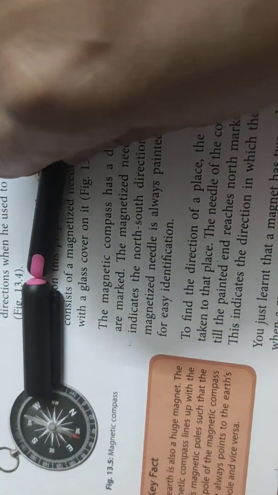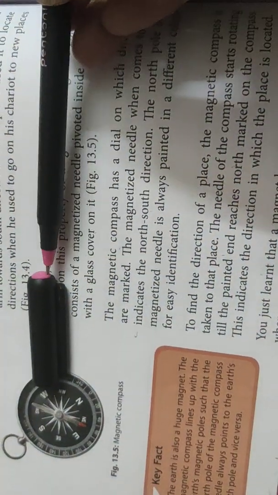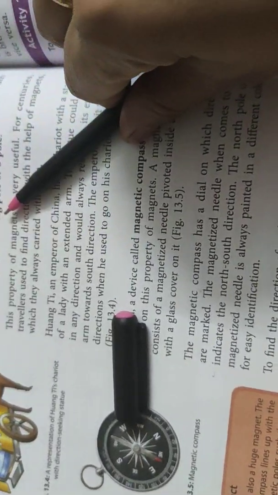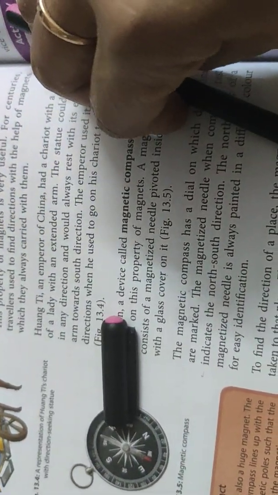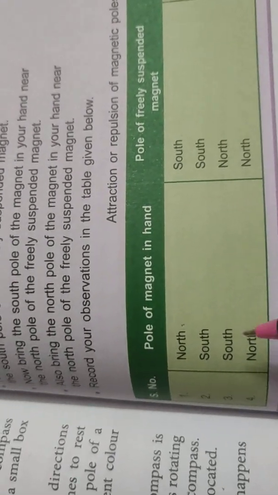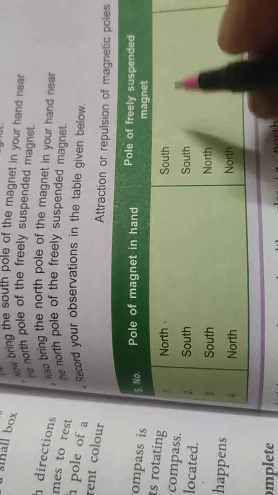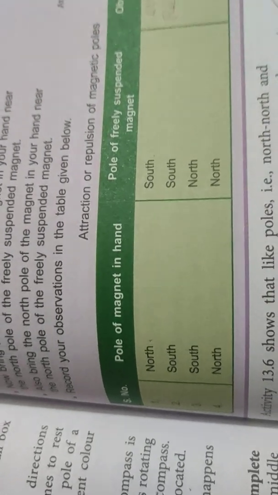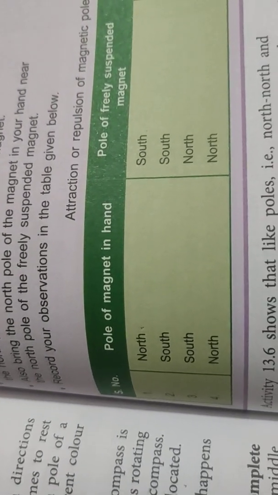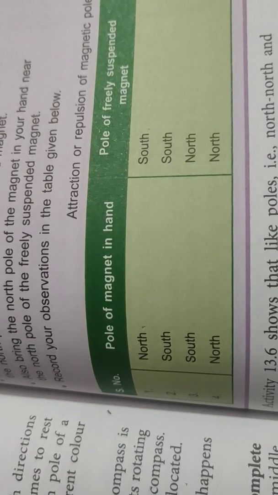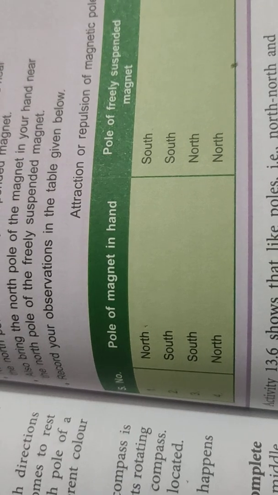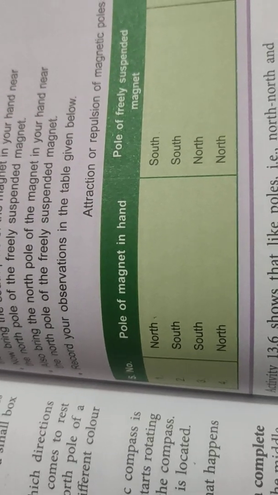This means attraction. If I bring North Pole and North Pole together, what will happen? They won't attract, they will deflect this way or this way. That will repel. Similarly South Pole and South Pole will repel. So what does it mean? Like poles repel each other, whereas opposite poles attract each other.